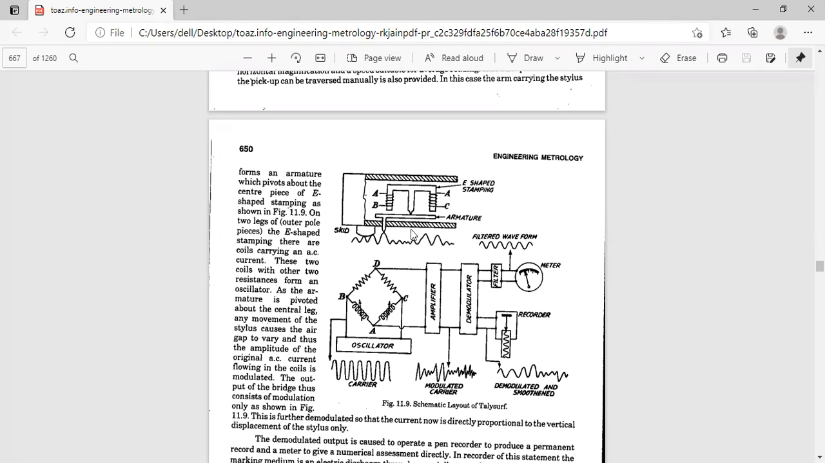So here, before going to the amplifier, the output of this Wheatstone bridge circuit is a carrier wave, and we try to just magnify the movements of the stylus by means of an amplifier, and the output of the amplifier is a modulated carrier wave. Here we are not specifying carrier wave. We can just add that in the explanation.